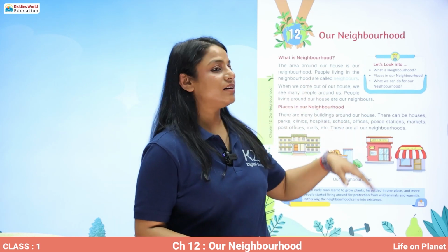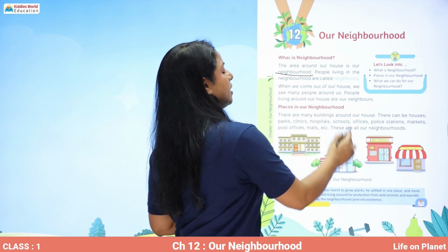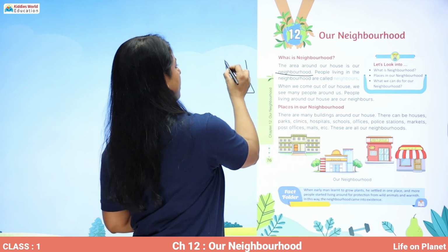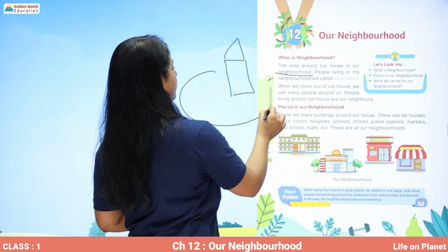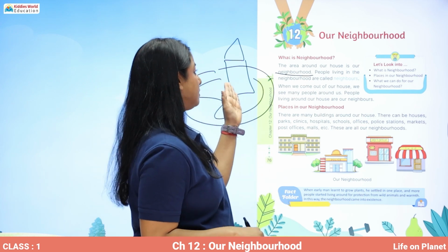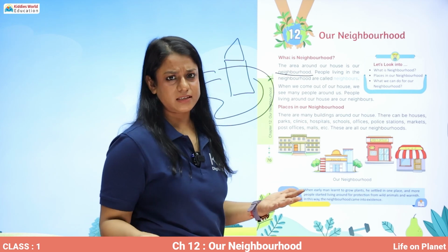So, the area around our house is our neighborhood. We have our house and all the area around our house is actually called our neighborhood. And in the area around our house, there are a lot of things there.